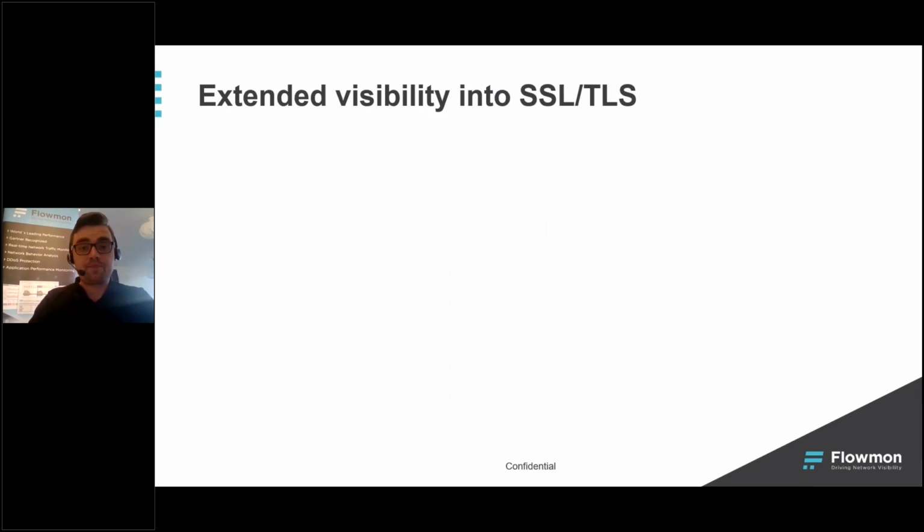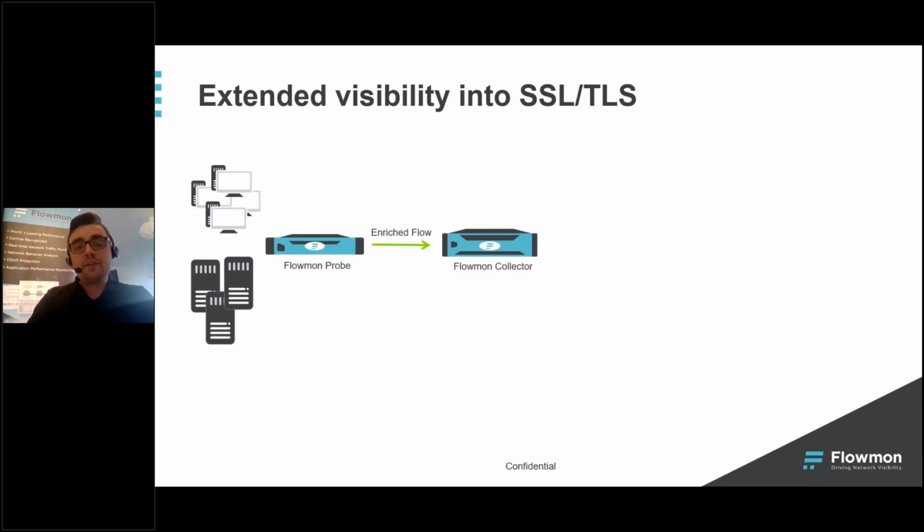Extended visibility into SSL TLS obviously requires a Flowmon probe in place, because the Flowmon probe is a standalone appliance which has access to the raw data.